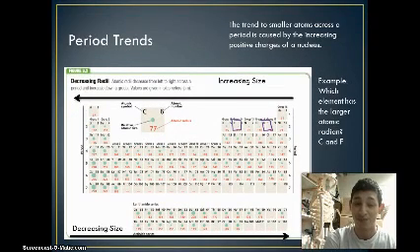Another type of trend would be the period trend, which means they get smaller across a period because they are increasing in charges of a nucleus. So they would increase going to the left and decrease going to the right. So for the example, which element has the larger atomic radius, carbon versus fluorine, you would see that carbon is closer to the left, which means it has a bigger atomic radius.